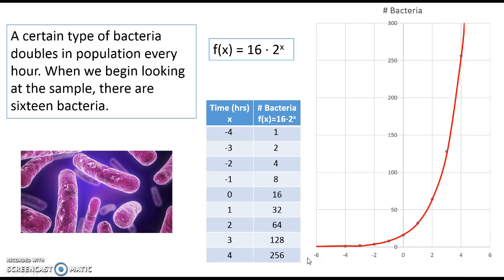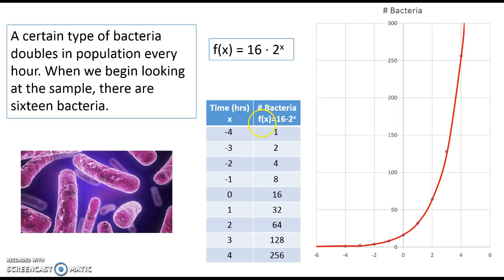Now, technically speaking, because I'm sure there's some of you out there going, wait a minute, at 4 hours before we started looking, there's only 1 bacteria. If we go any further back in time, we're not even going to have a whole bacteria, and that doesn't make sense, and you're absolutely correct. But if we're just talking about the function, then we would have that option. Being locked into the real life scenario, we do have some limitations, but just talking about the function, technically speaking, we could plug in any number for x and get a value that goes with it. So our domain is all real numbers.